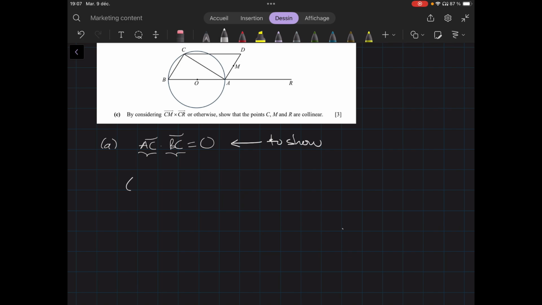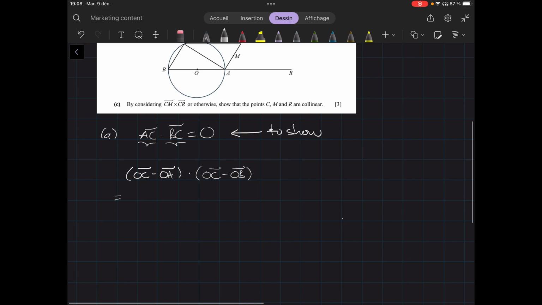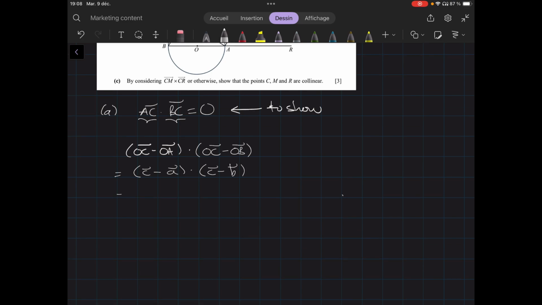Vector AC, that is OC minus OA. Vector BC, that is OC minus OB. Vector OC, it is vector C. OA, that's vector A. OB, that's vector B. Now we are going to use the properties of dot product to expand this.